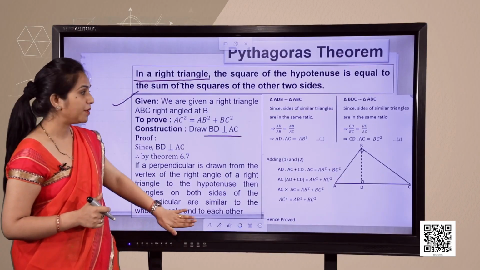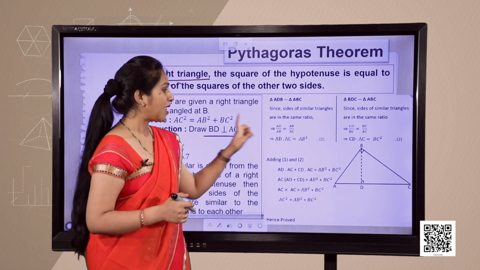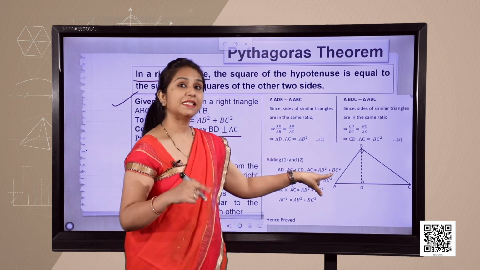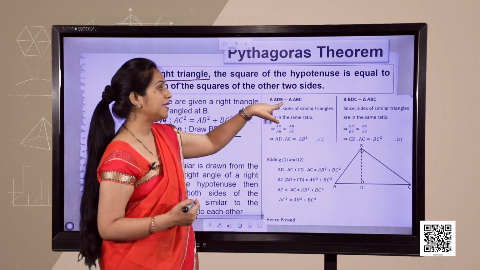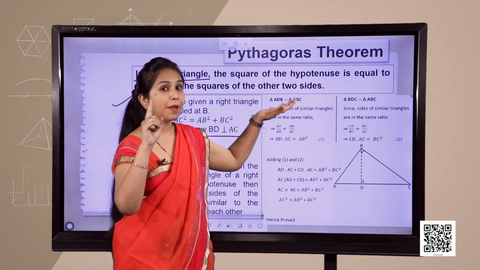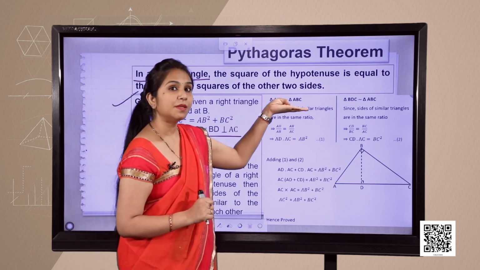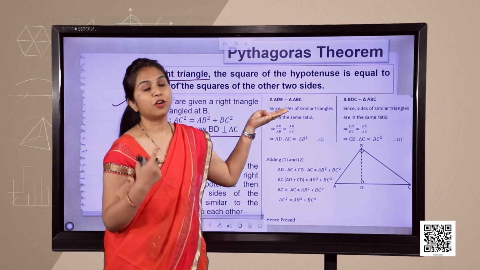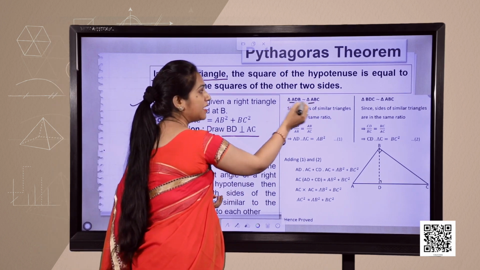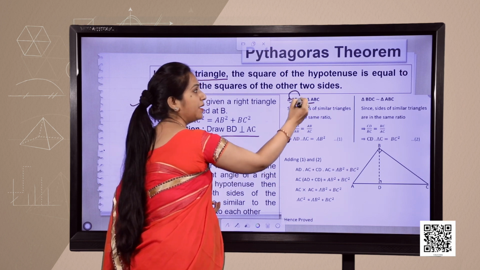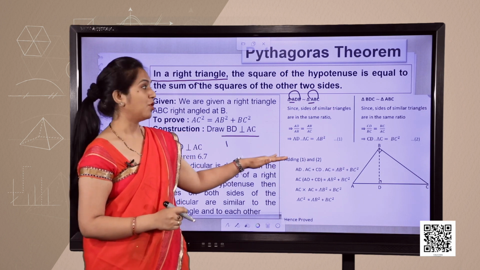I have written the theorem here. Now, see, according to this theorem 6.7, this triangle ABD will be similar to the whole triangle ABC. So, we have written triangle ABD is similar to ABC, but remember the naming of the triangle is very important. Now, since the triangles are similar, we can show that their sides are in proportion. So, write down carefully, AD upon AB is equal to AB upon AC. So, that selection of sides is very important.